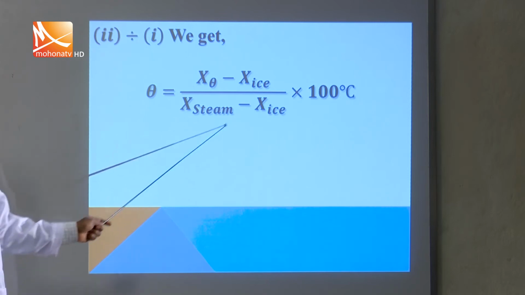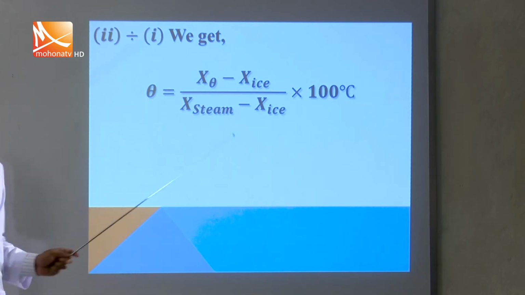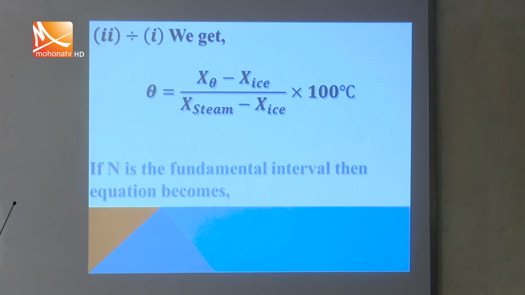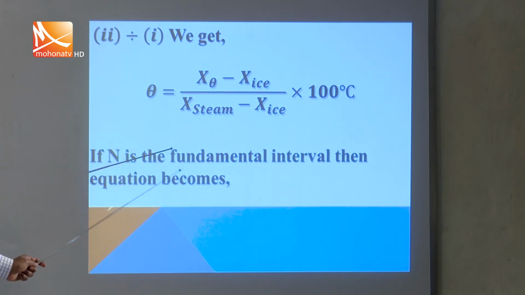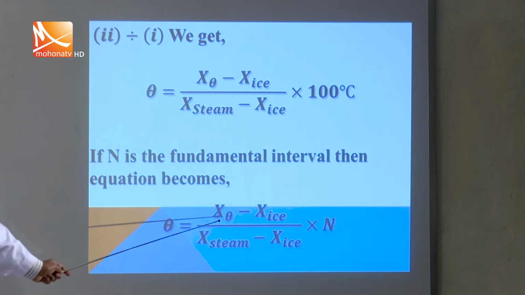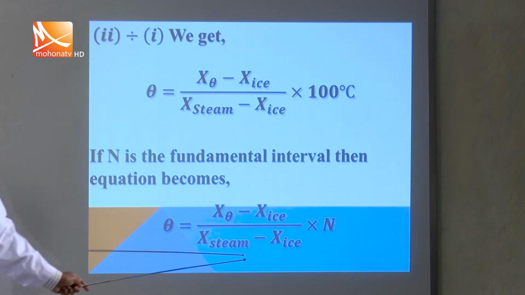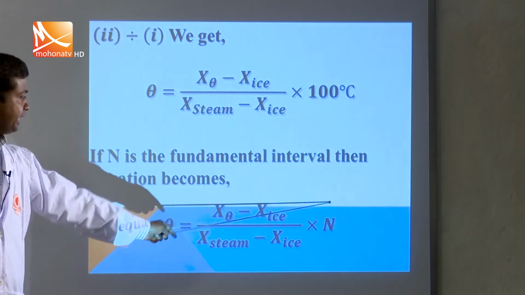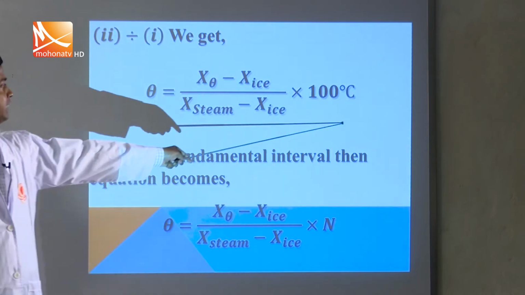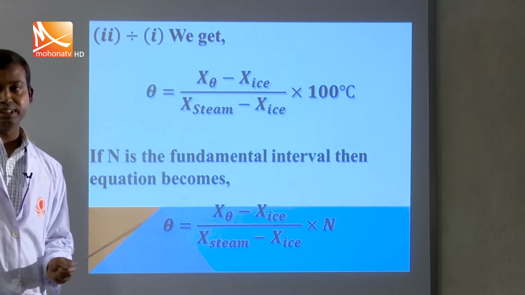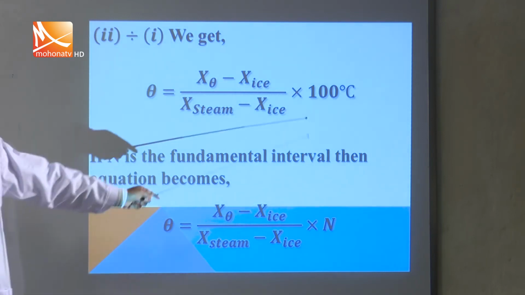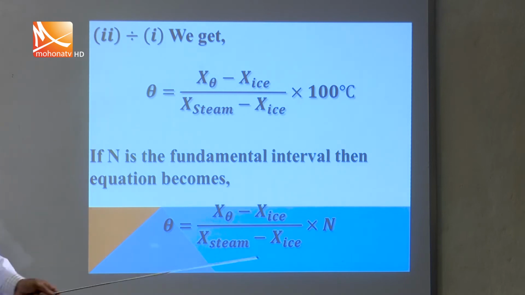In this case, all the properties I have already discussed. Now, if n is the fundamental interval, then you can write theta equals X theta minus X ice over X steam minus X ice, into n, where n is the fundamental interval. In this case, we used the temperature in the Celsius scale, that is why we have 100 degrees Celsius here. So, this is the main equation for any unknown thermometer.